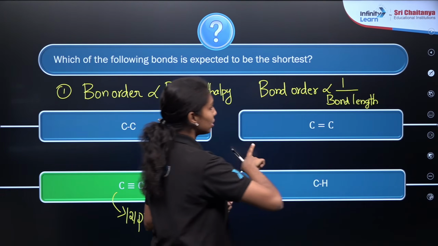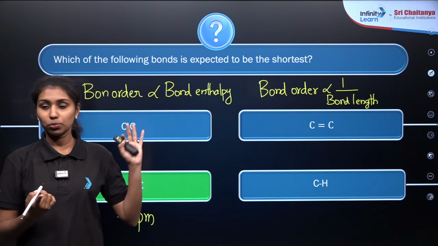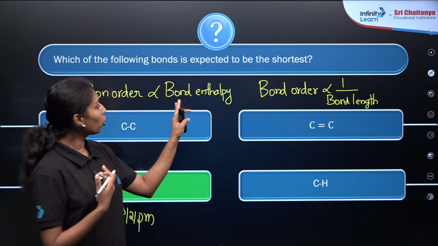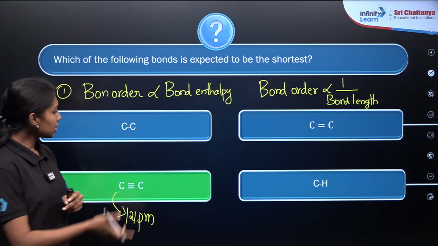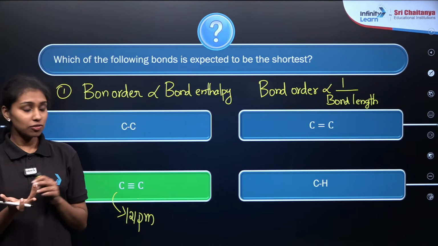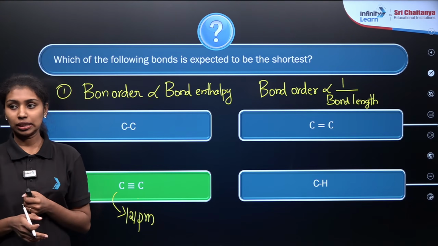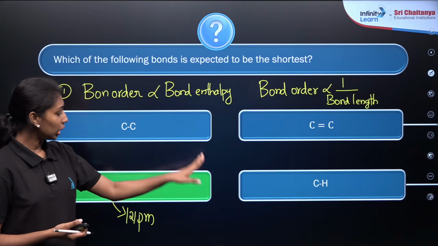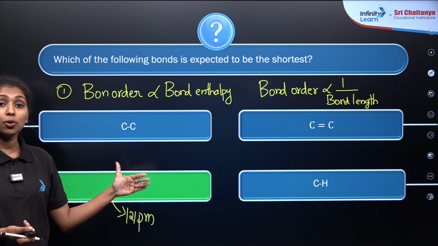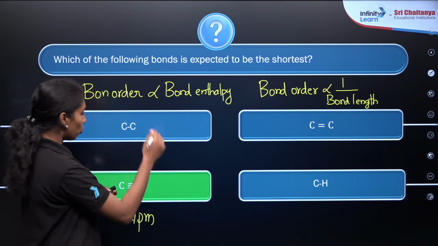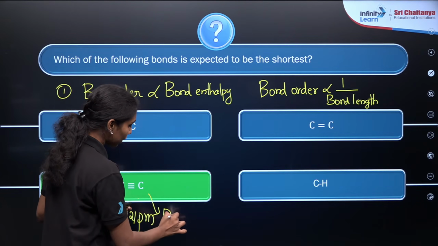So this is the relationship between bond order as well as the bond length and bond enthalpy, right? If you have more bond order, it will have more bond enthalpy. So if you are comparing C single bond C, C double bond C and C triple bond C, which one will have the more bond order? Bond order means the number of bonds formed between the atoms. So if you are comparing single and multiple bonds, C triple bond C will have the more bond order. So more bond order will have more bond enthalpy. So here bond enthalpy is higher.